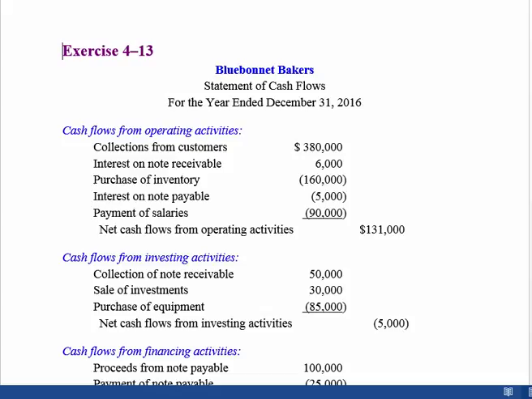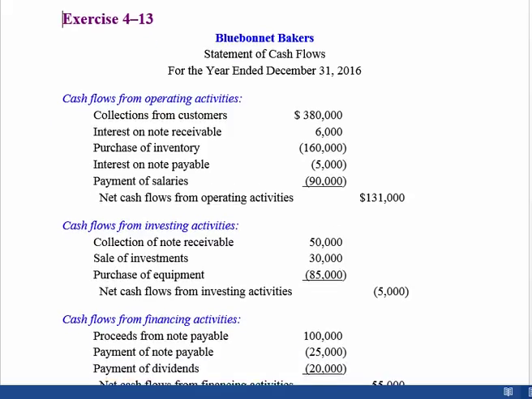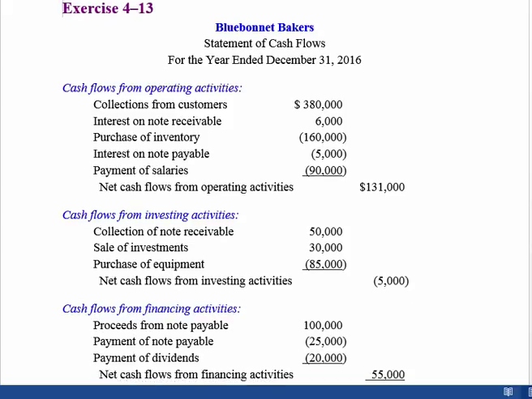We also have payment on a note payable, $25,000. That's cash going out. And payment of dividends is a financing activity. It's cash going out, $20,000. Total those up, we get net cash flow from financing activities, a positive $55,000.